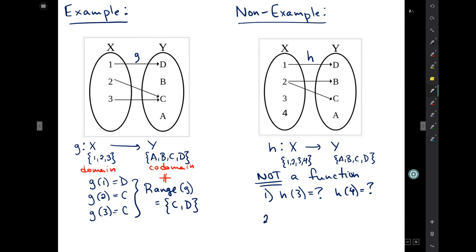Another issue with this is if I look at 2, I don't know where it's sent. It's either sent to B or C, and I still don't know which. So these are two things that can go wrong. We say that our function is not well defined because some values are missing, and some values might go to two different things. I don't know what they are. So again, our first example is a function.